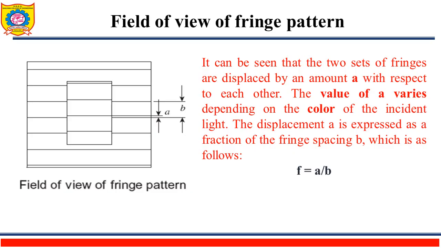So this is the field view of the fringe pattern which is obtained when we apply the Pitter-NPL gauge interferometer. It can be seen that the two sets of fringes are displaced by an amount A with respect to each other. The value of A varies depending on the color of the incident light. The displacement A is expressed as a fraction of the fringe spacing B, as follows: F is equal to A divided by B.